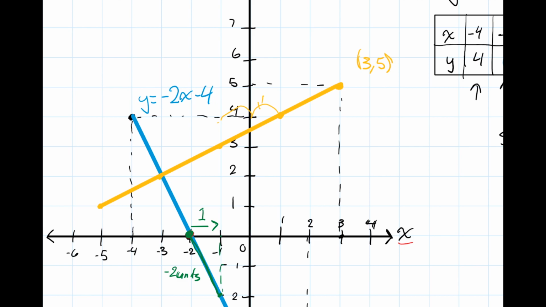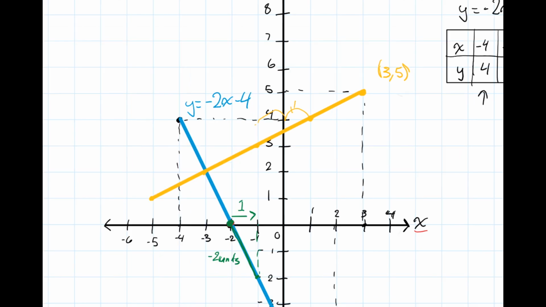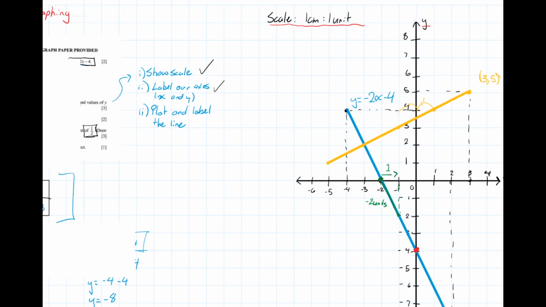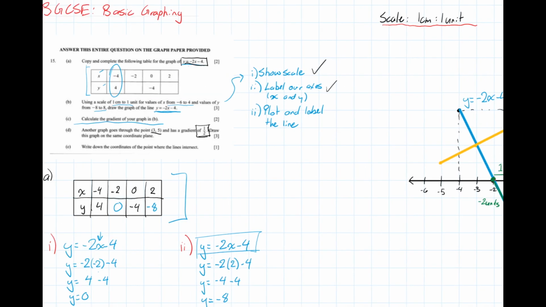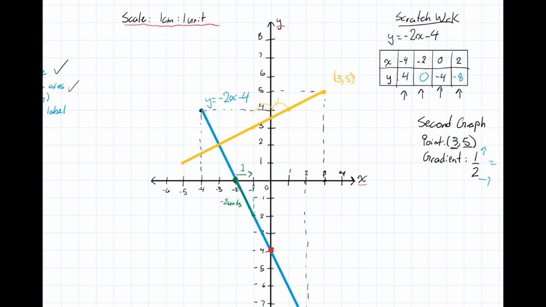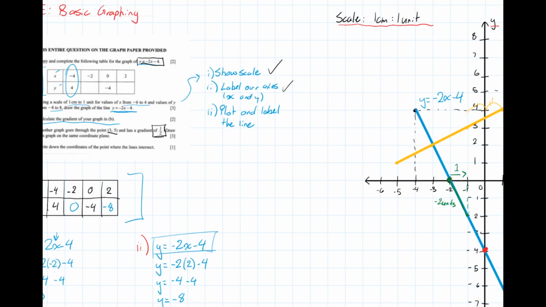Now they didn't give us a label for this graph, so let's see, what part of the question was that? That was part D. So I'm just going to label that part D. That's all we're going to do. Now let's go to the final question.